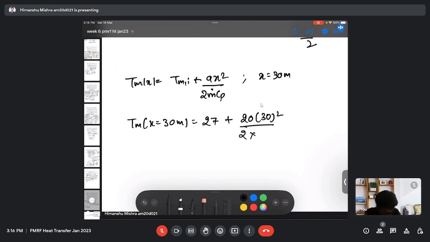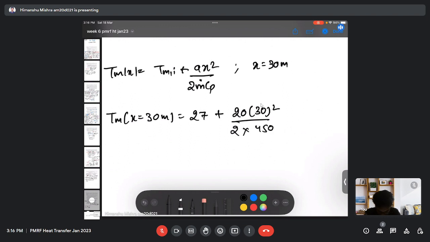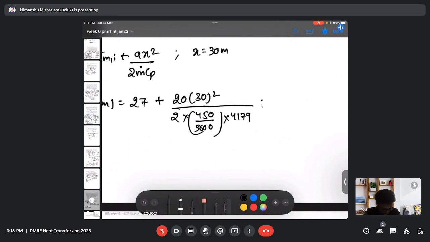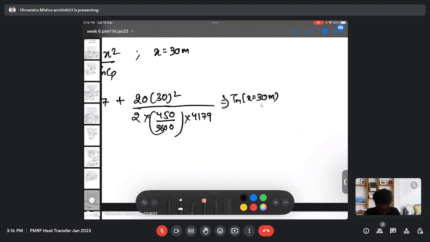And my mass flow rate is 450 kg per hour, which means 450 divided by 3600, which converts into kg per second. And this is my heat capacity, 4179. So on solving this, we will get Tm at x equals 30 meter will be 44.2 degrees Celsius.